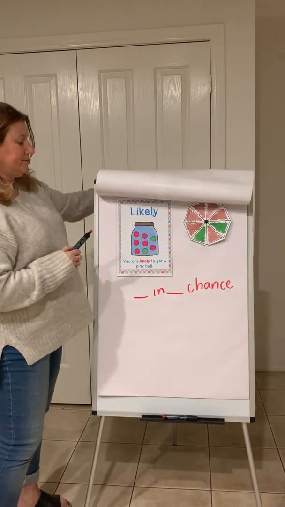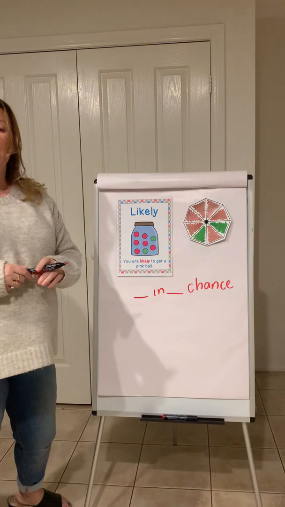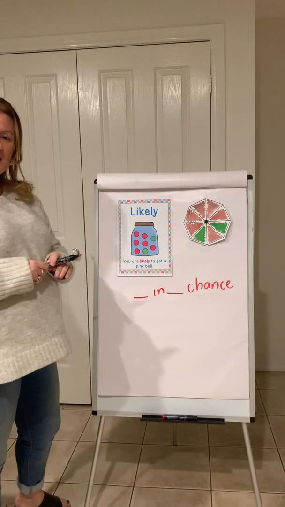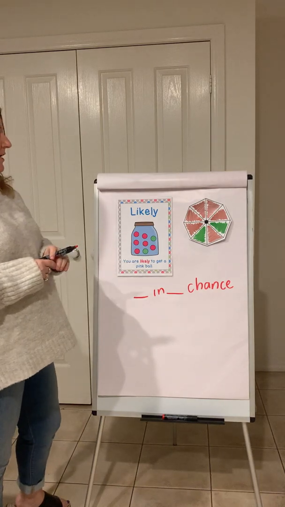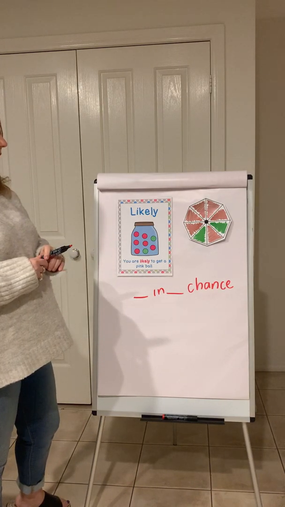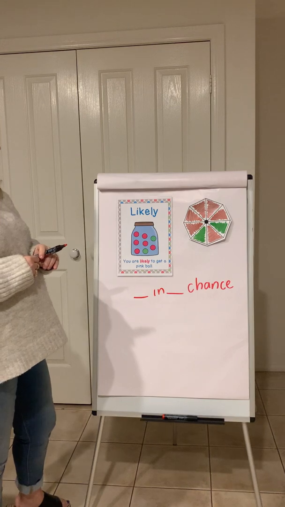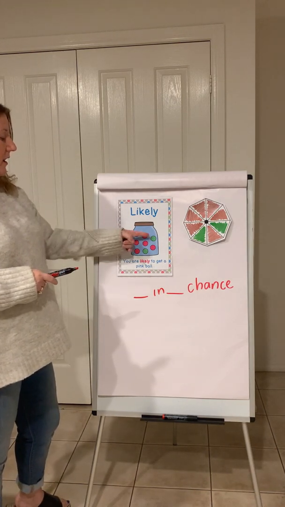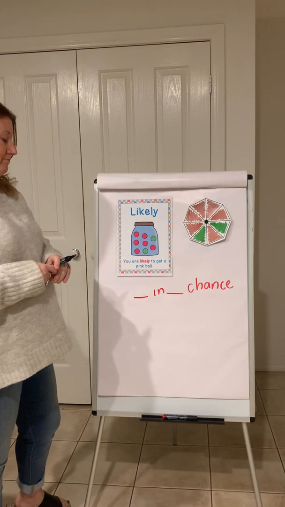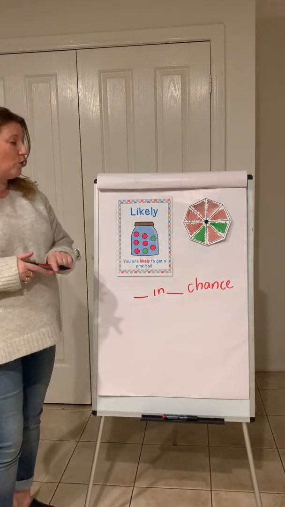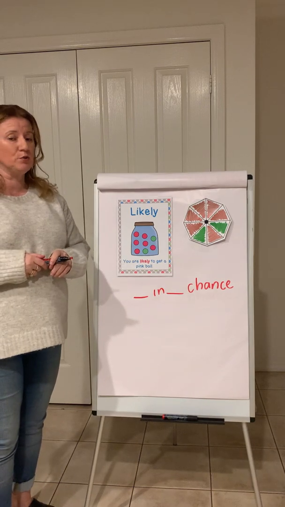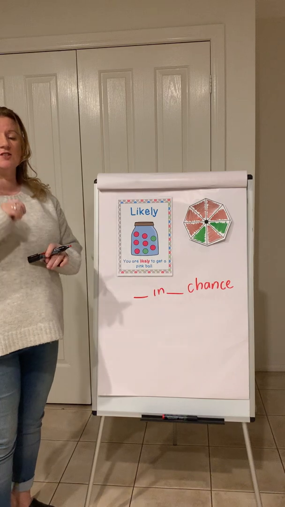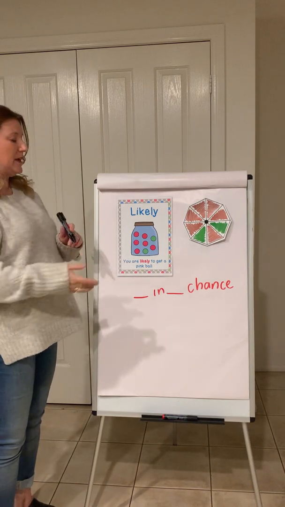My next word, likely. When I look at my jar this time, most of my marbles are pink. In fact, 1, 2, 3, 4, 5, 6 are pink and 2 are green. So I am more likely to pull out a pink marble if I was to close my eyes and dip my hand in the jar than what I am to pull out a green one.